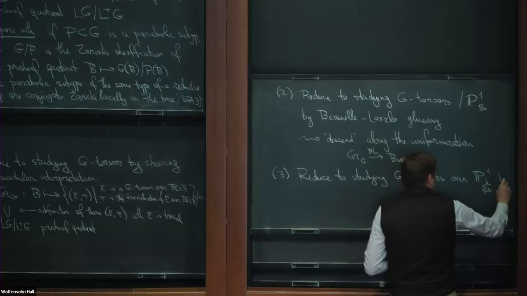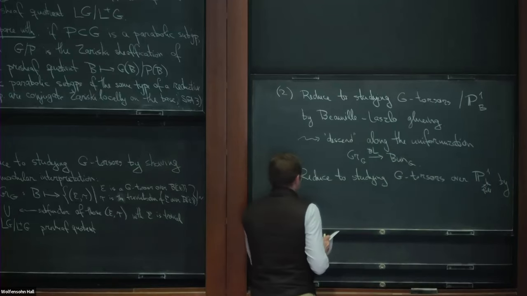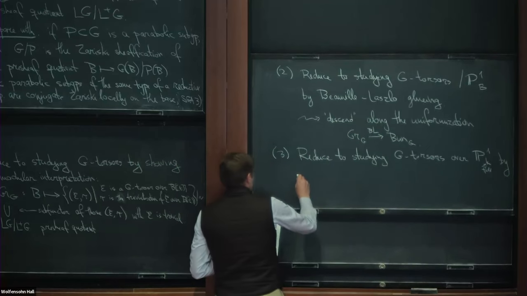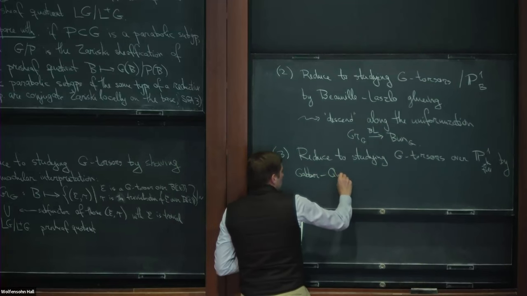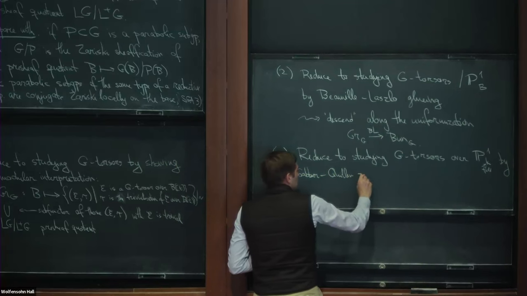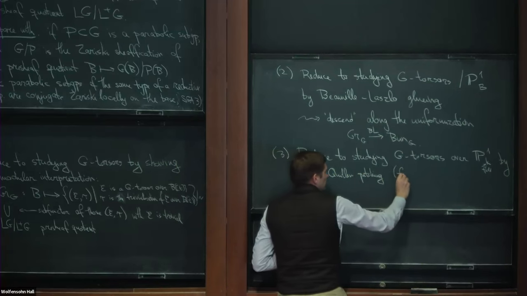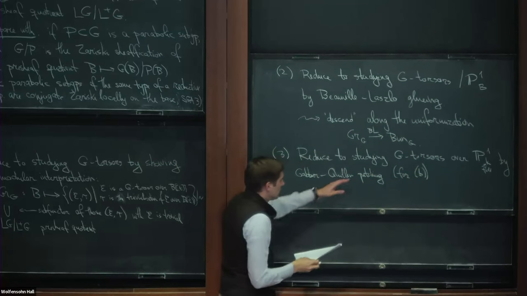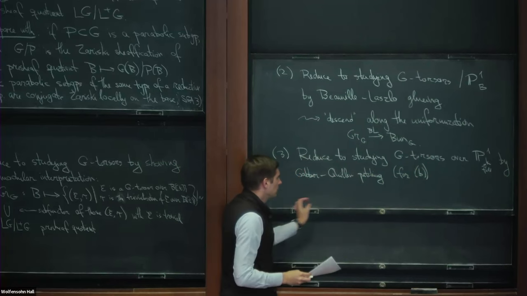So for this, at least in part, one first needs to reduce to local B. So first one uses Quillen patching, or Gabber-Quillen patching, for G-torsors. This is in a more delicate case, and this is at the expense of needing a slightly stronger statement in the local situation, which is why it only works for this case.